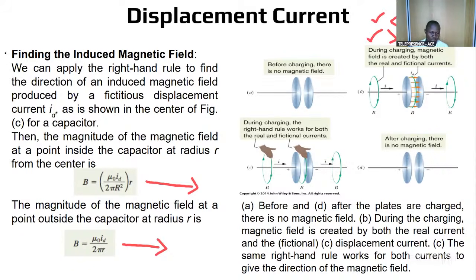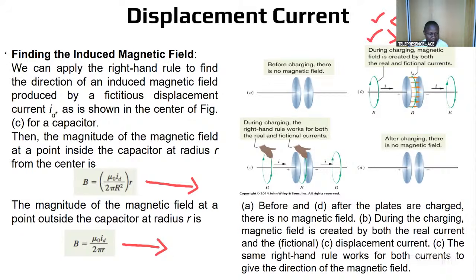Yes. Now we're talking about the magnitude of this induced magnetic field. How can we obtain it? How can we obtain the magnitude, and how can we know the direction? Don't forget that the magnetic field is a vector quantity, so direction is very, very important. If you want to deduce the direction, what we're going to do is apply the right-hand rule. When you apply it, this will give you the direction.